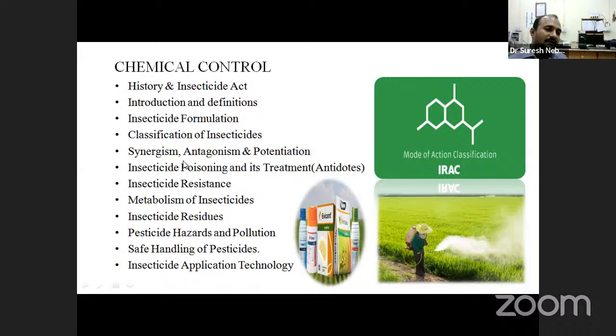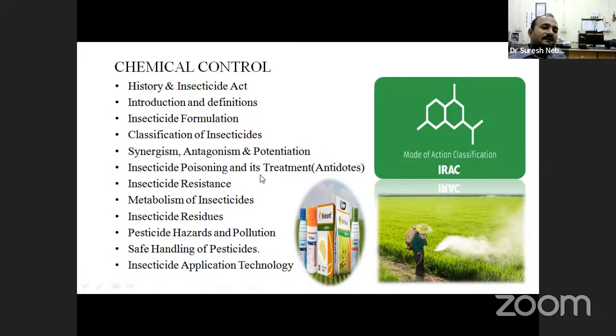Another thing you have to remember is some important synergists like PBO, piperonyl butoxide, and for which group of insecticides it is used. If you're noting, that is PBO, piperonyl butoxide. So read about synergism, antagonism, potentiation, and some examples of synergists. Those non-toxic molecules are called synergists.